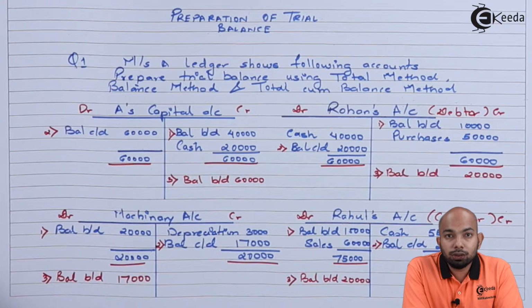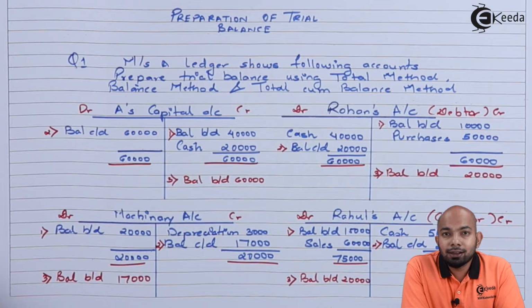One will be debit total, second credit total, third debit balance, and the fourth credit balance. This is a combination of both the totals method and the balances method, which you'll understand once we go ahead with the problem. So, the totals method, balances method, and total cum balances method are what we'll be studying. Let's go ahead and understand the first problem that we have in this situation.